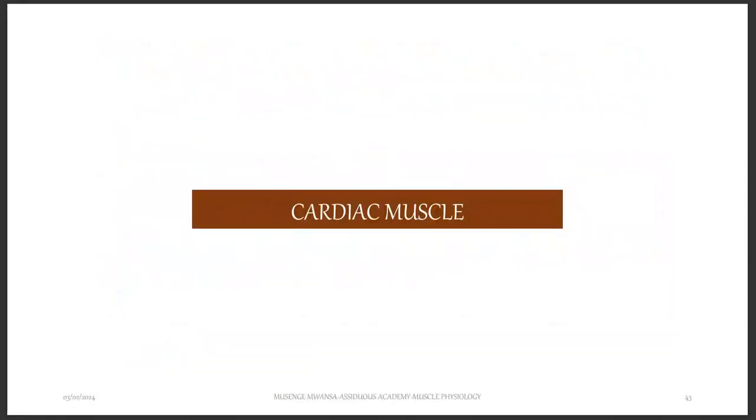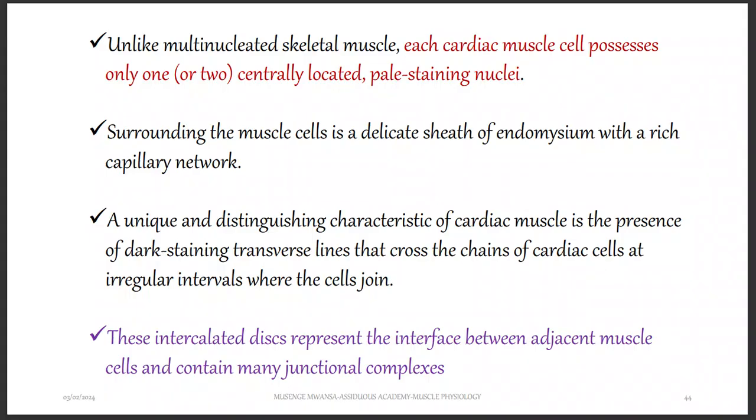Now let's talk about cardiac muscle. Unlike multinucleated skeletal muscles, each cardiac muscle cell is going to possess only one or two centrally located pale-staining nuclei. One or two. Okay.